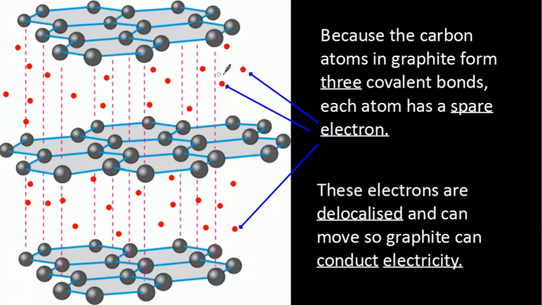Delocalized just means they are not attached to any one particular carbon atom. And because they are free to move between these layers, graphite can conduct electricity. Because electricity is just the movement of charge, electrons have a charge, and the movement, therefore, of these electrons is enough to be able to conduct electricity. And we've seen this before in our electrolysis cells. When we've done electrolysis of sodium chloride, we use graphite electrodes.